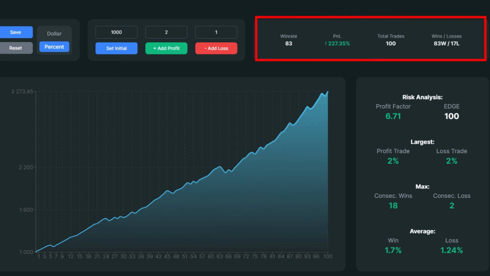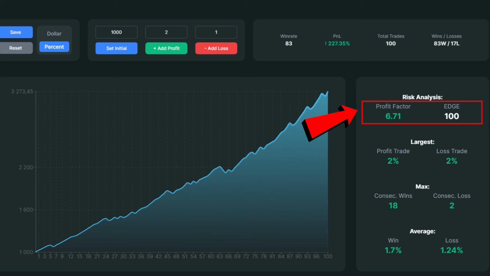So, what can we see right here? After 100 trades, our win rate stood at 83%, which is actually an insanely high figure for the 5-minute time frame. Also, our account grew by 227.35%, which is just insane. For example, if you start with $1,000 initial equity, your account size will increase to roughly $3,300 after 100 trades. When it comes to the profit factor, it came in at 6.71. Again, this figure is also very good, telling us about a highly profitable system.